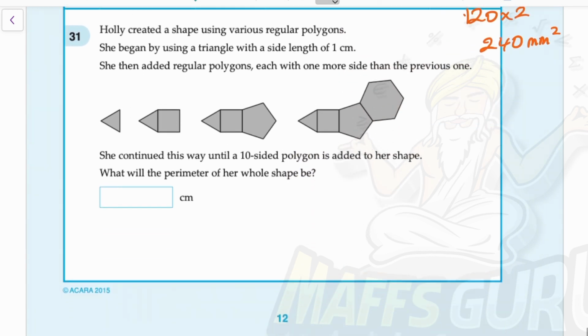Holly created a shape using various regular polygons. A regular polygon is basically a shape with equal side lengths.